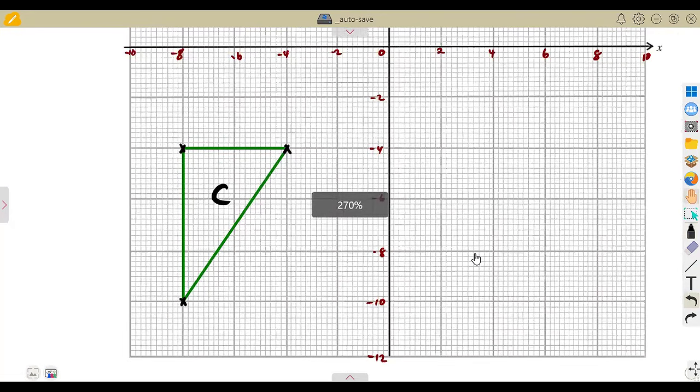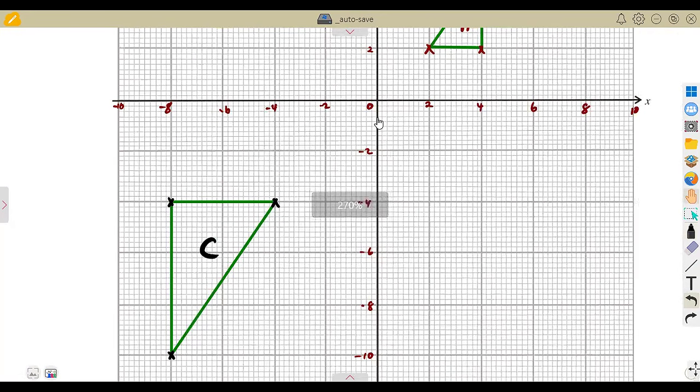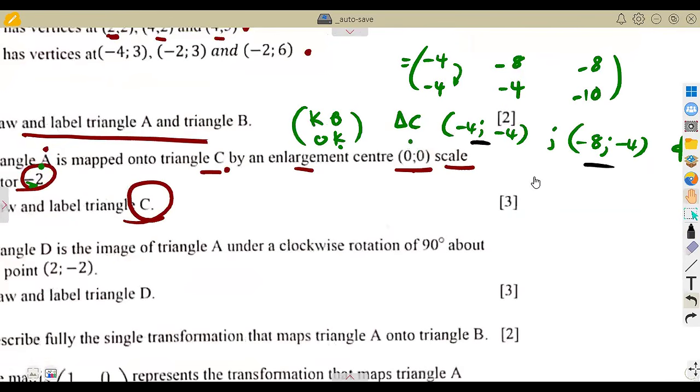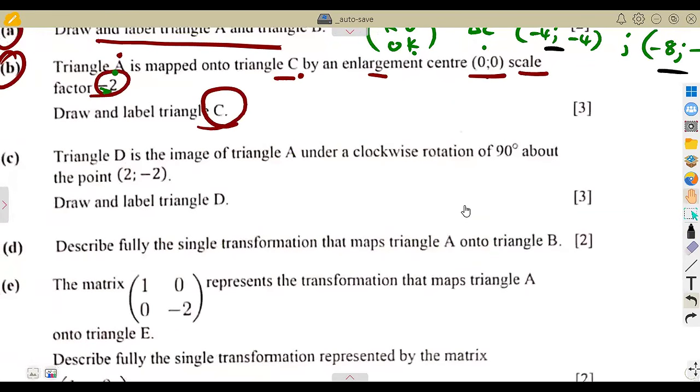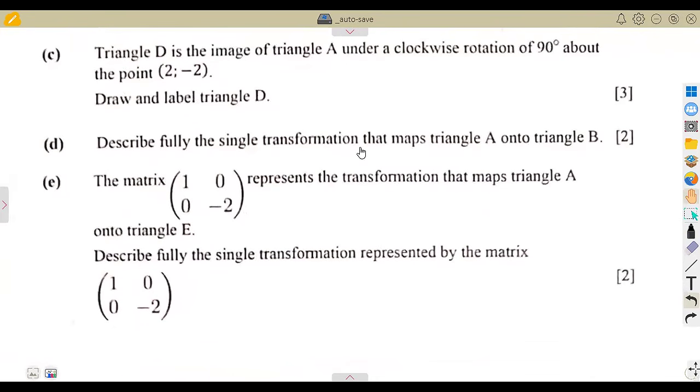So you must understand all the basics, guys. We talked about each transformation. Just go through each part of your transformations so that you do understand. Then triangle D is the image of triangle A. Again, we are still on triangle A, but this is a rotation of 90 degrees about the point 2, -2, which is the center. Remember the properties of a rotation: there's a center. Draw and label triangle D.